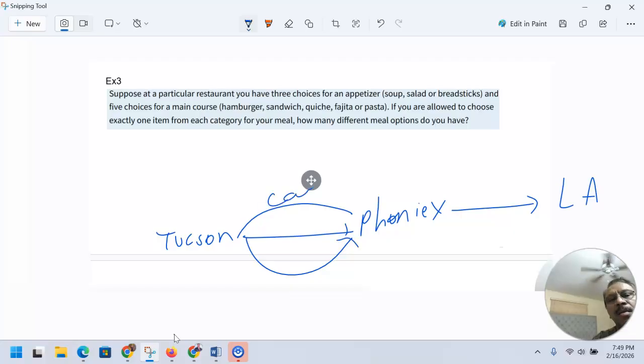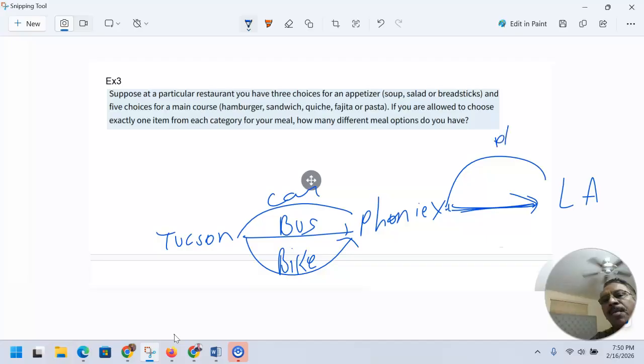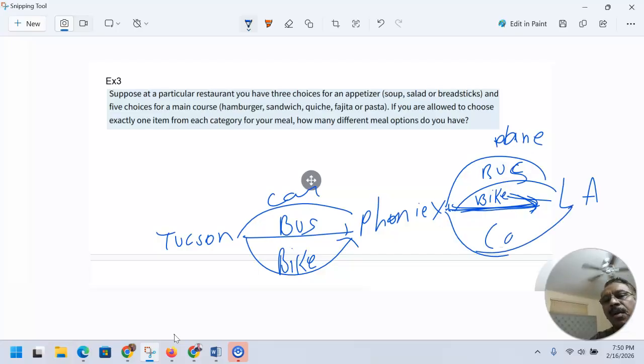You go by car, you go by bus, or you go by bike, okay? But from Phoenix to LA, you have four options. Maybe you can go by plane, you can go by bus, you can go by bike also, and you can go by car. So we have four options.